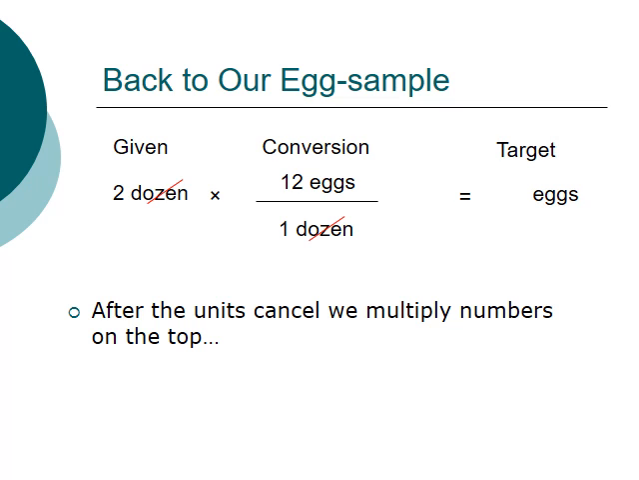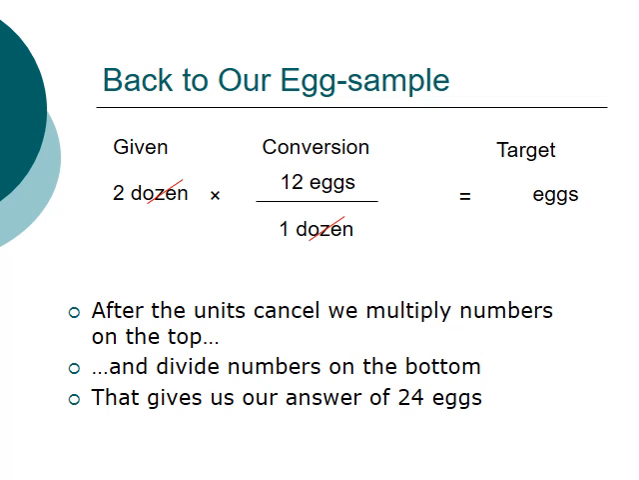After we've dealt with the units, we multiply numbers that are on the top, we divide numbers that are on the bottom. In this case, we will multiply 2 times 12, divide by 1 if we want to. We'll get the same number whether we divide or not, and that gives us our answer, 2 times 12, of 24 eggs. That is an example of dimensional analysis in action. I couldn't resist.